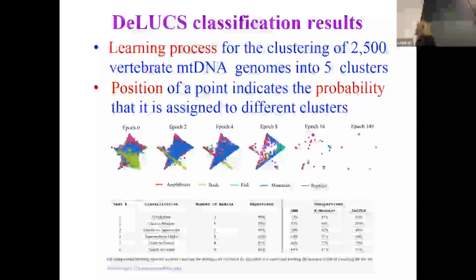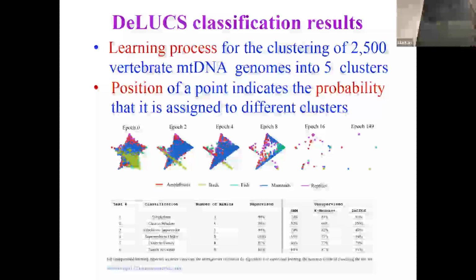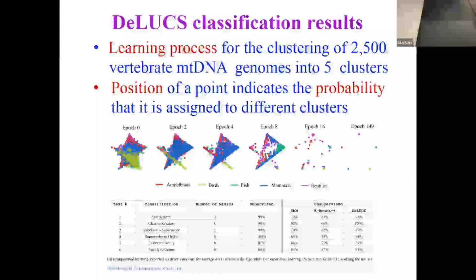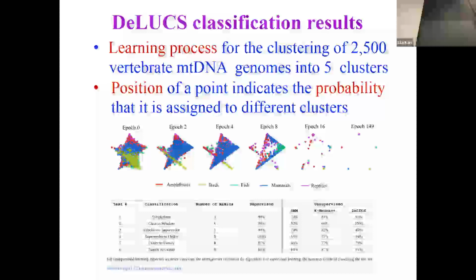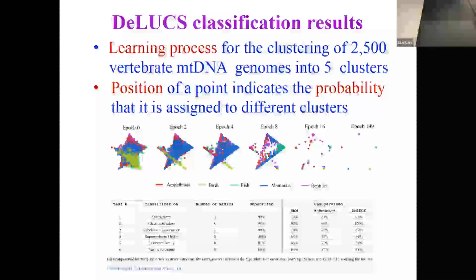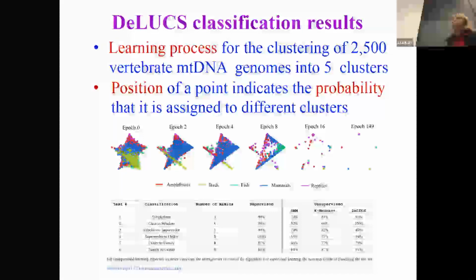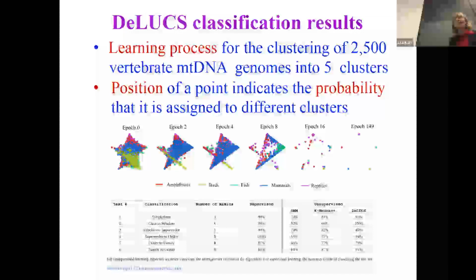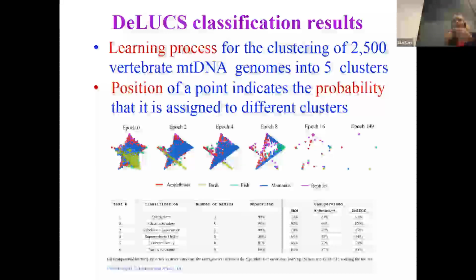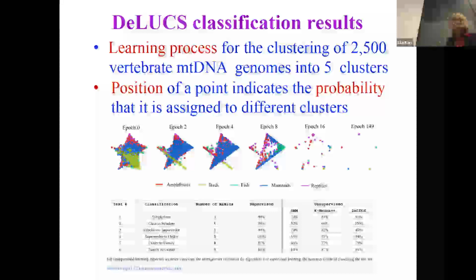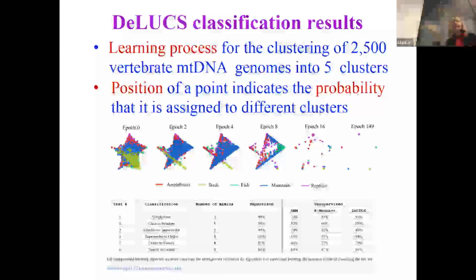So what did we get? This is just an example of the data sets that we used. For example, for a data set of vertebrate mitochondrial genomes, here is the learning process for the clustering of 2,500 of them into 5 clusters. Here are the epochs. The position of a point indicates the probability that it is assigned to different clusters. Each corner is a cluster. We have amphibians, reptiles, birds, mammals, and fish, so we have a pentagon. In the beginning, everything belongs to every corner with equal probability. And slowly, by epoch 149, all of them are perfectly assigned to their clusters.